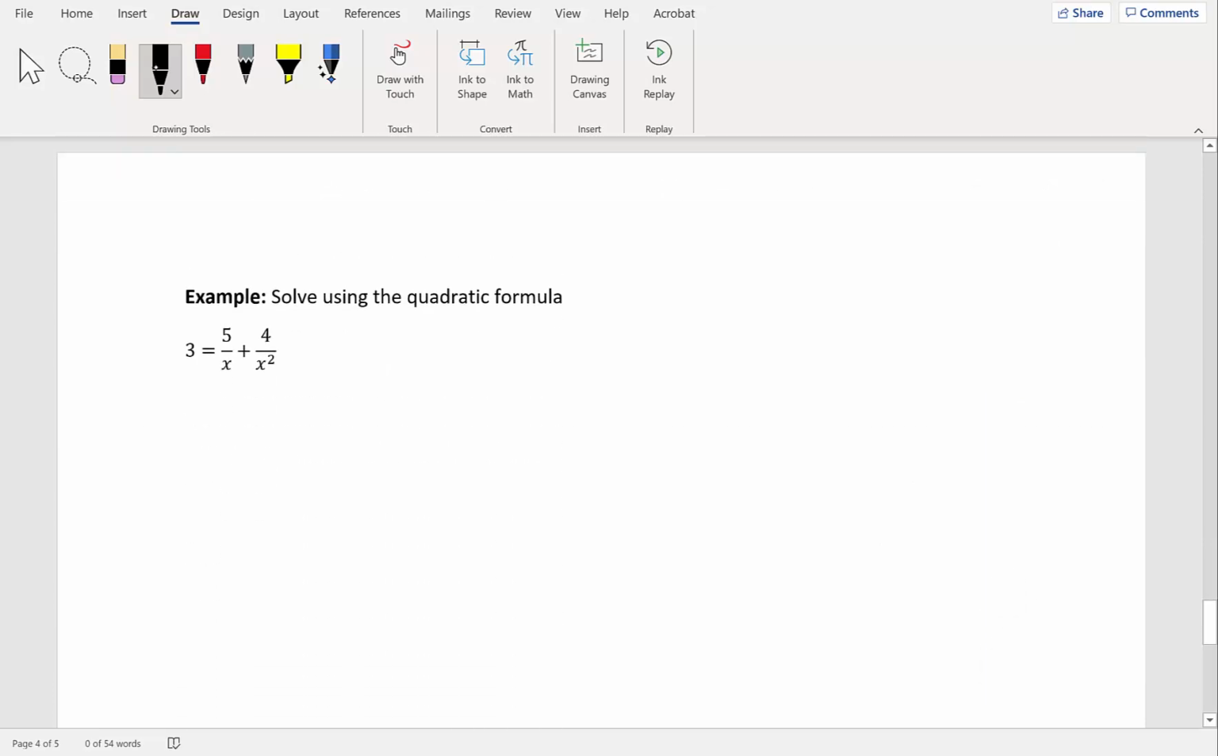Let's take a look at one last example. We have 3 is equal to 5 over x plus 4 over x squared. Now this example is a little more challenging because we have these fractions. But since we're dealing with an equation, we could get rid of these fractions. We can multiply by the LCD, which in this case is x squared. So let's multiply each term by x squared.